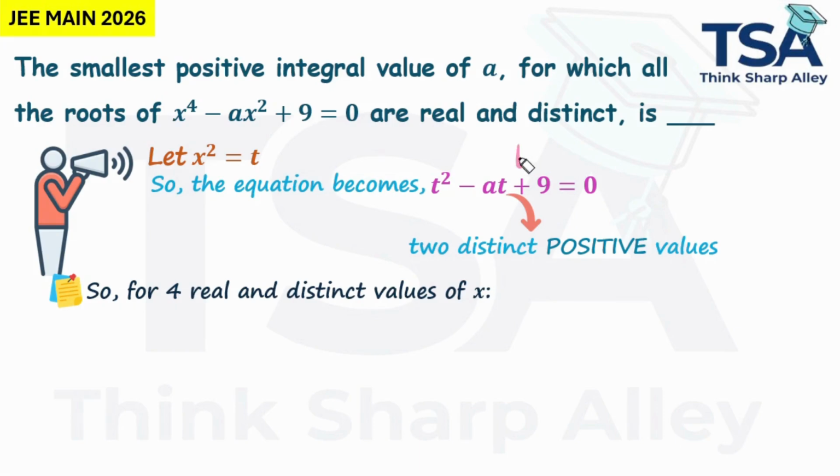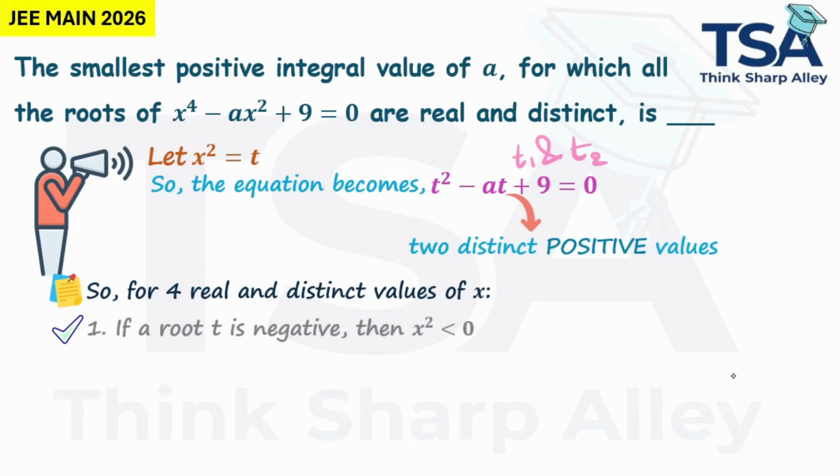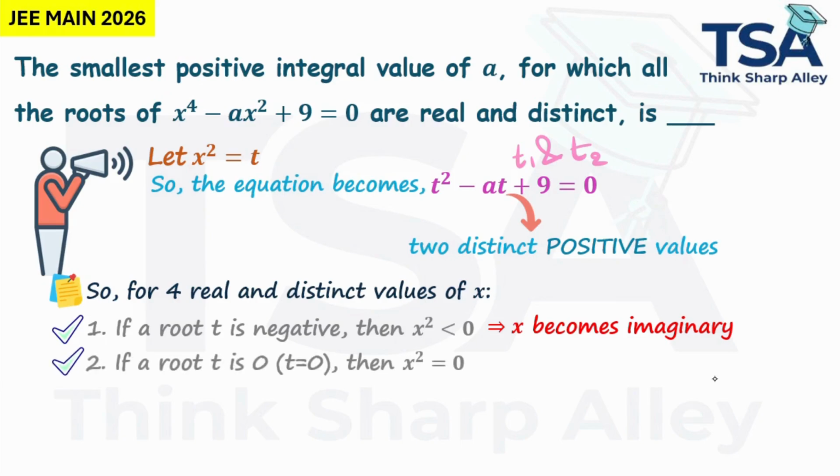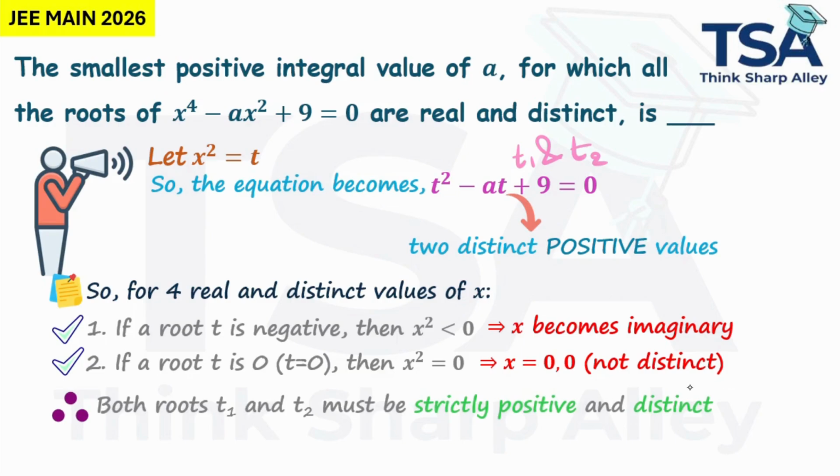Let's say t1 and t2. So if the root t is negative, like let's say t is equal to minus 4, then x square becomes minus 4, which means x square is negative, which means x becomes imaginary. Now let's say if a root t is 0, then x square becomes 0. That means x is equal to 0, 0 repeated roots, so not distinct. Therefore, both the roots t1 and t2 must be strictly positive and distinct, which means t1 and t2 must be greater than 0, strictly positive, and t1 is not equal to t2.